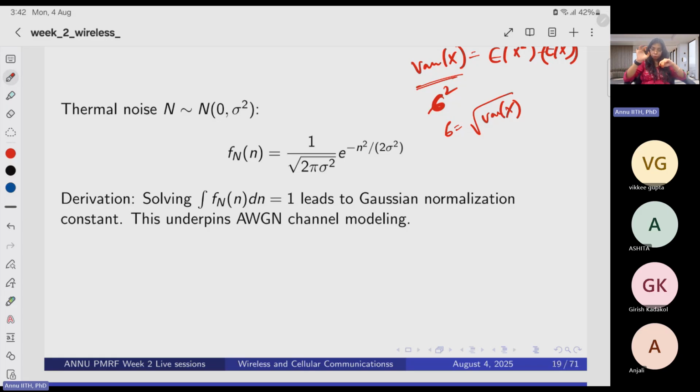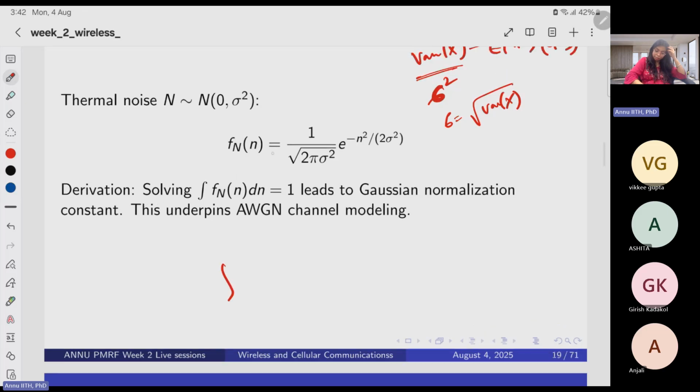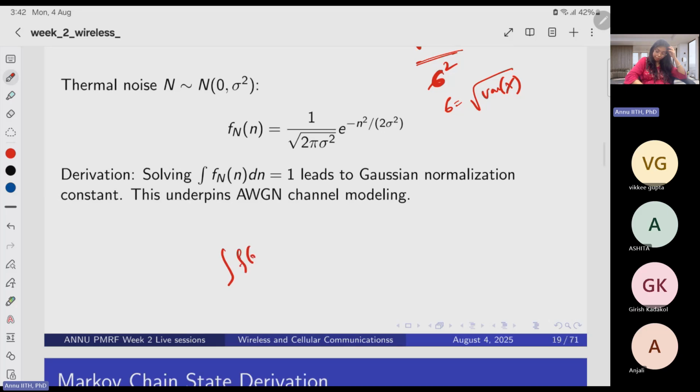So 1 by root over 2 pi sigma square, e power minus x square by 2 sigma square. This is the Gaussian. If you integrate any PDF from minus infinity to infinity, it equals 1. That is a beauty, because this is the probability density function.